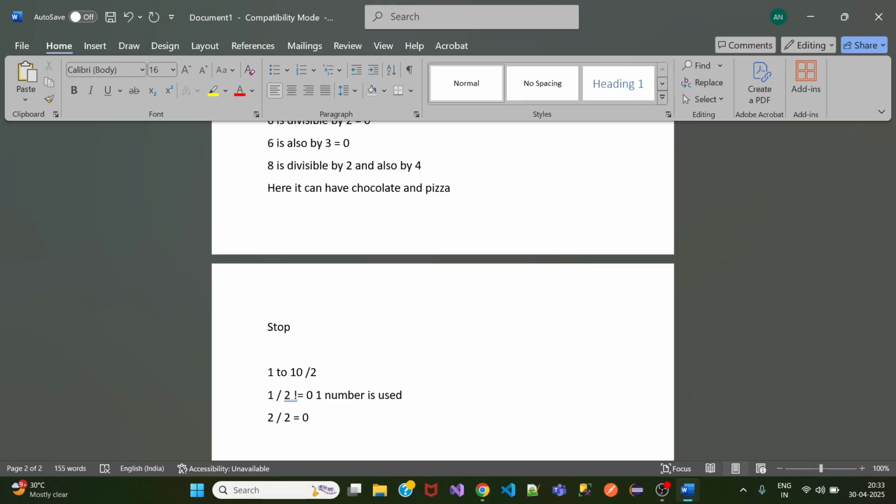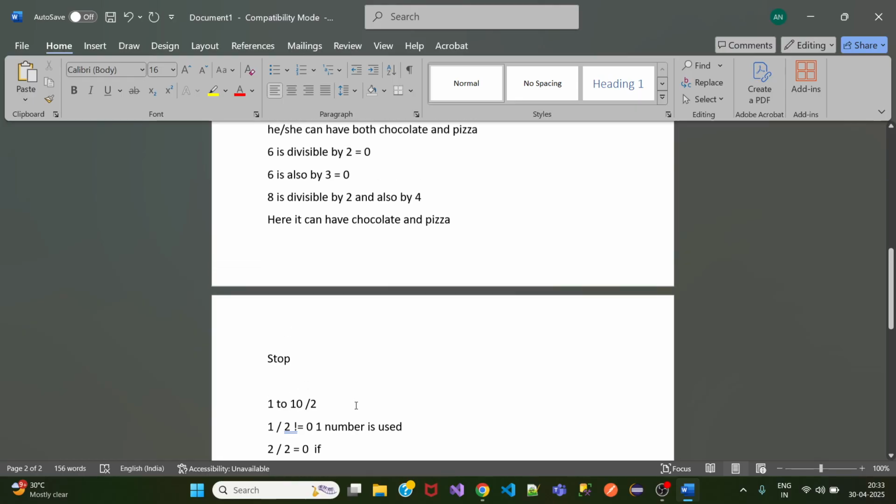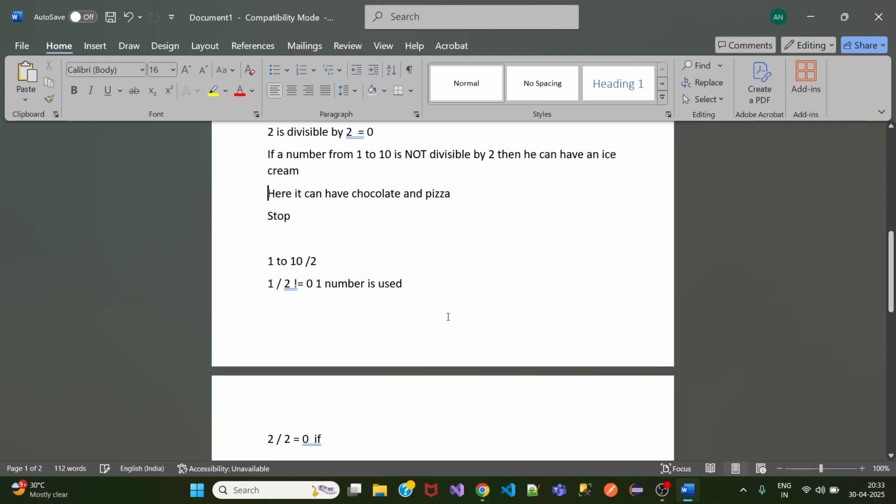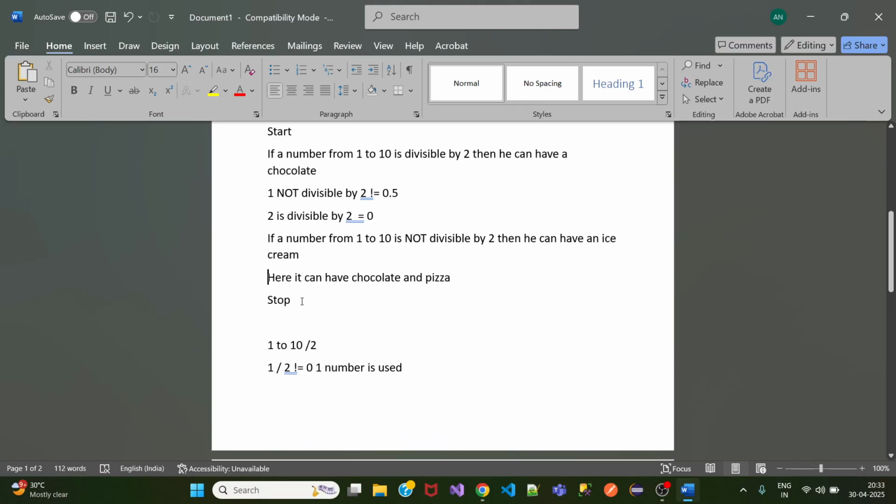Here, we also need to check if 1 divided by 2 is already done. So now it will make it more complicated. No, let's leave this aside. I don't want to do this because there will be more conditions. I hope this is clear, right? Till here it is clear.